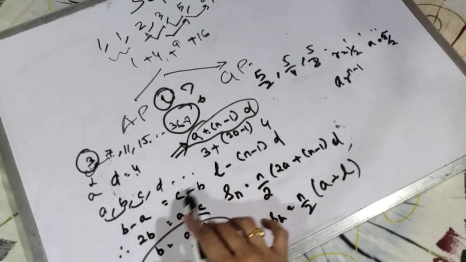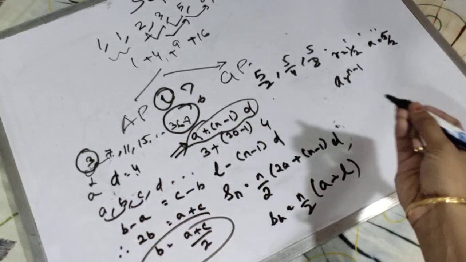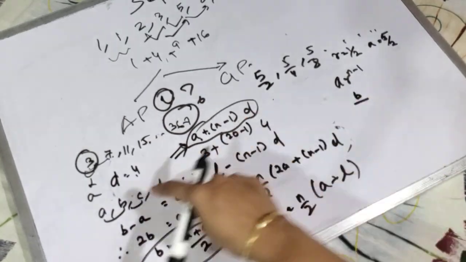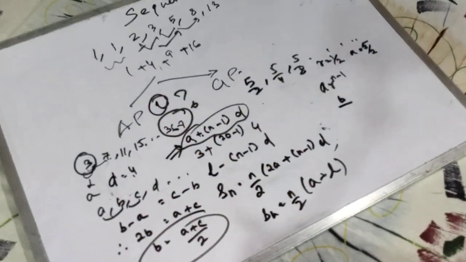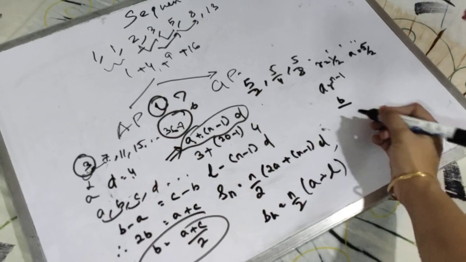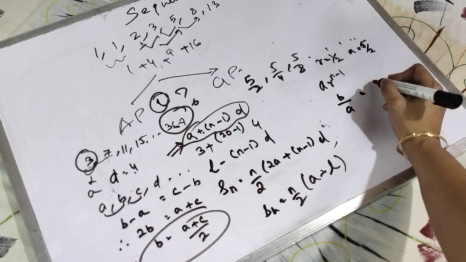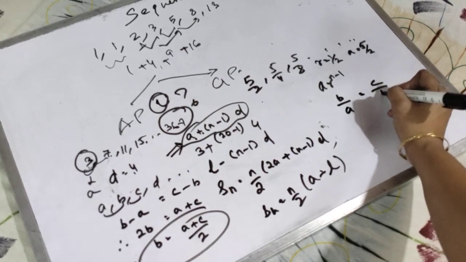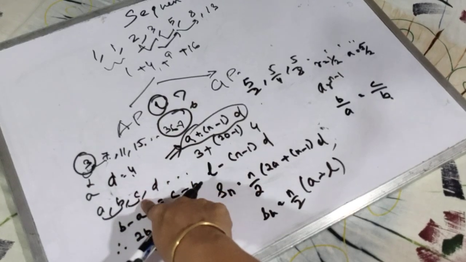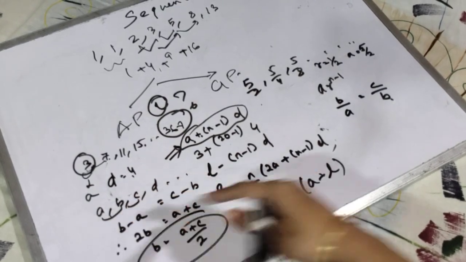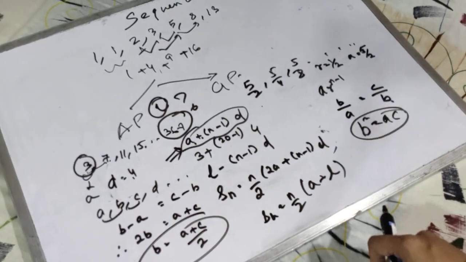Similarly, you had a relationship if the terms A, B, C, D are in AP. Now, if A, B, C, D were in GP, then what would you have done? You would have divided the second term by the first term, which is B by A, equals C by B, the next term divided by the previous. So B square equals AC is my identity over here.